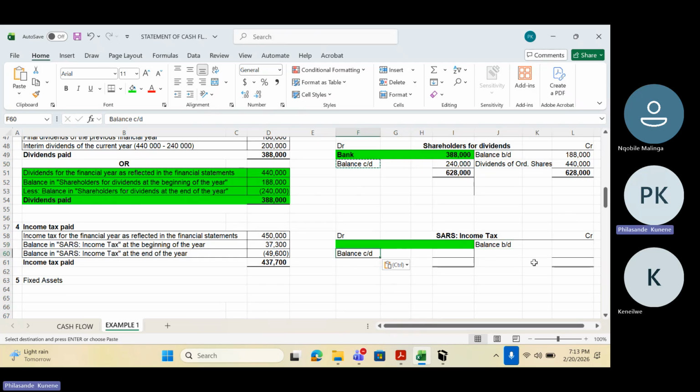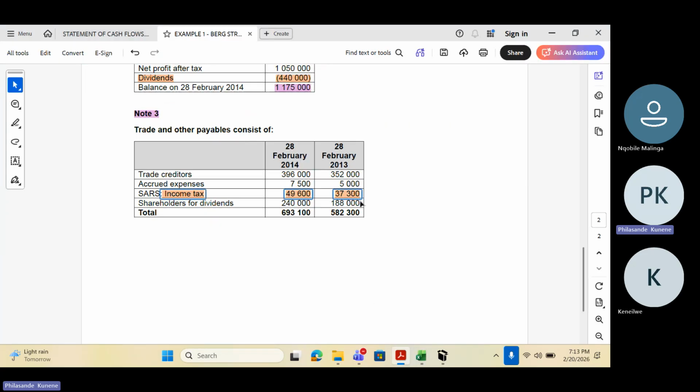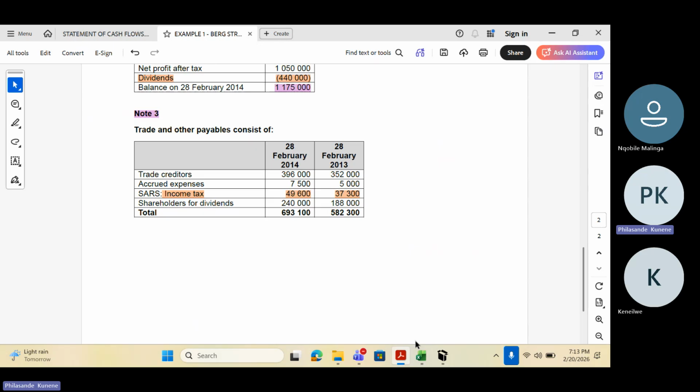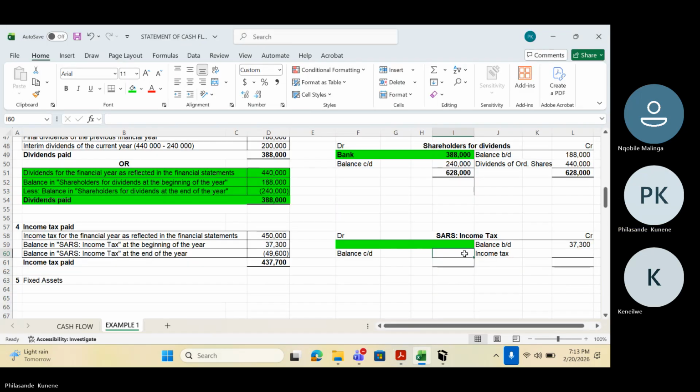Balance carried down, which is going to be how much is our balance brought down? 37,300. I'm going to have it here, 37,300, and then here I'm going to have the tax expense, right? I'm going to have income tax actually on my credit side, and then here balance carried down. How much is it? 49,600. So I'm going to have 49,600 this side, and then income tax.